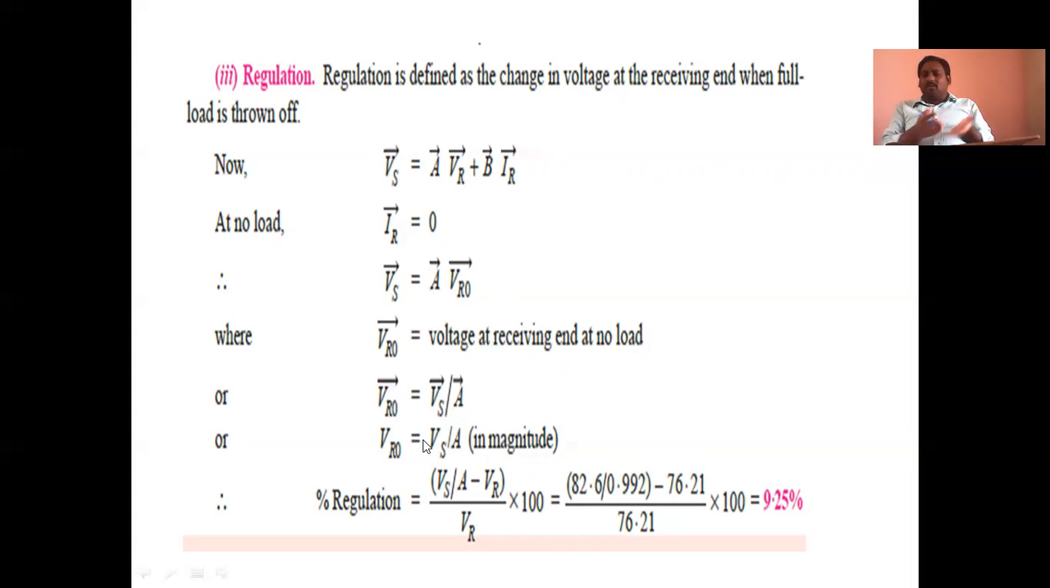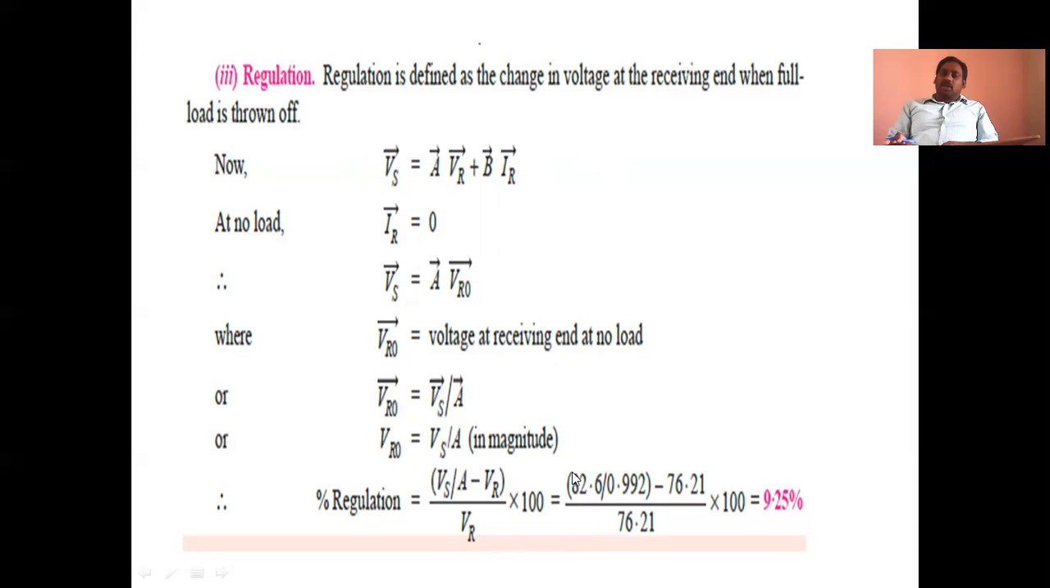That means the actual formula we have defined is the change of receiving end voltage from no load to full load. Percentage voltage regulation means the receiving end voltage at no load minus the receiving end voltage at full load, divided by the receiving end voltage at full load. Here the receiving end voltage at no load means the terminals are open circuited, then IR is equal to 0. If IR is equal to 0, Vs is equal to A into VR0. So from this VR0 is equal to Vs by A. That's why Vs by A minus VR, divided by the receiving end voltage at full load VR, into 100.